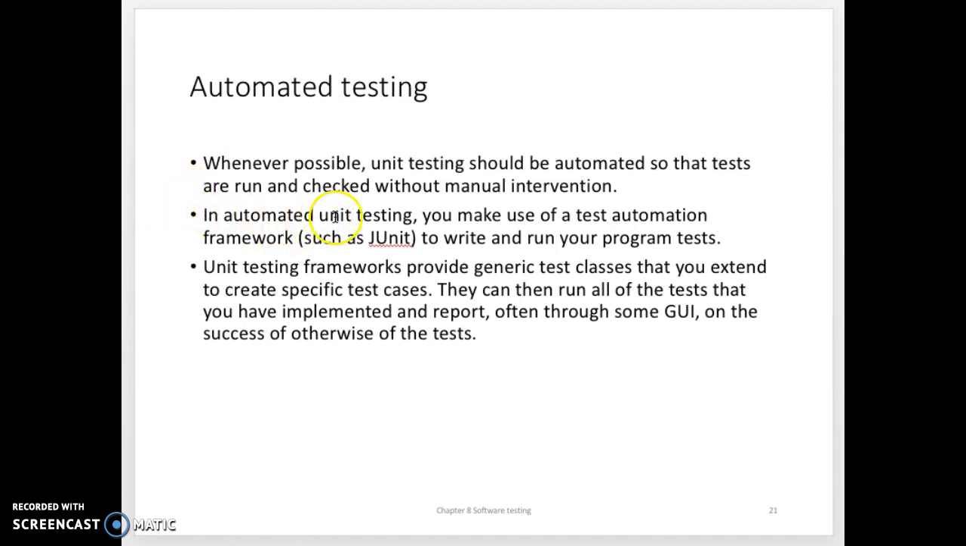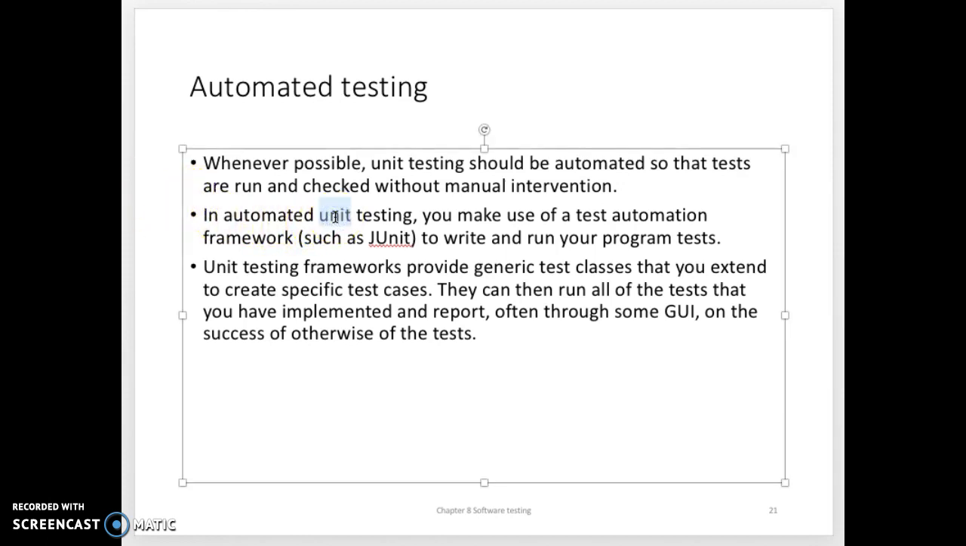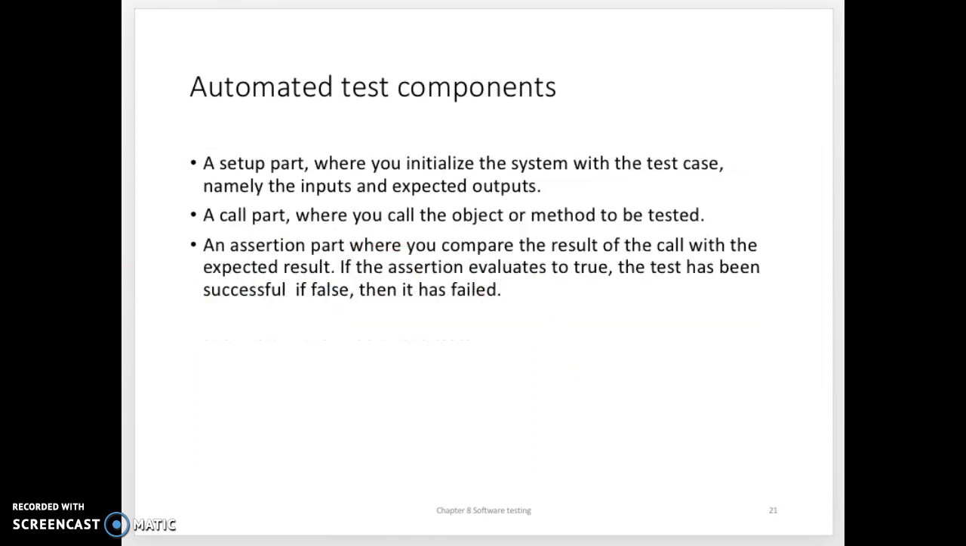We can automate testing, specifically unit testing, because the unit is the most granular testing level, where we write specifications and software runs those tests according to the specification. Unit testing frameworks provide generic test classes, and then they can run all of the tests that we implement and report. Some of them even have a graphical user interface, which makes the testing even easier. And this applies to automated component tests as well.